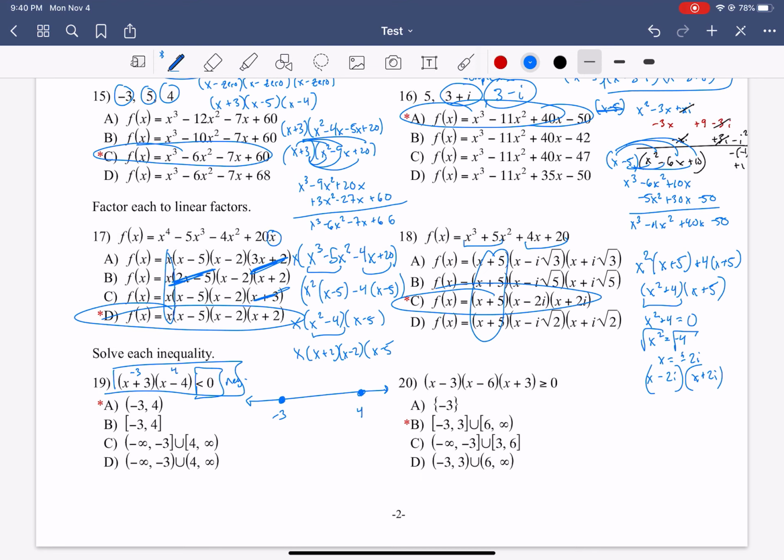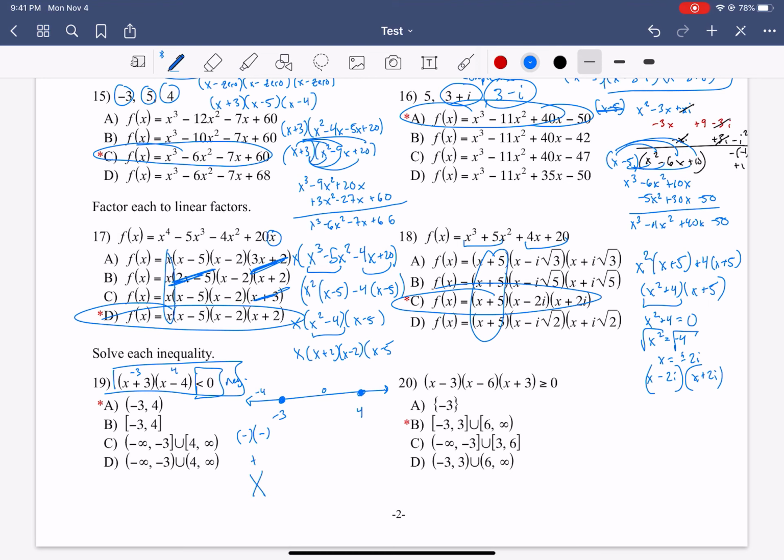We want to plug in some number to the left of negative 3. Let's plug in negative 4. If we plug it into our factored form, we get negative 4 plus 3, which is a negative, times negative 4 minus 4, which is negative. So we plug in negative 4 and we actually get a positive. So this is not in the solution set.